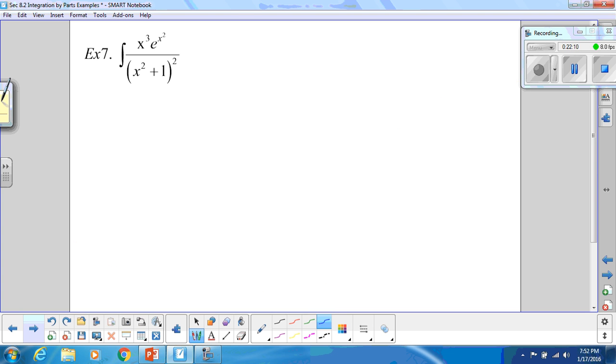Last example, this one looks kind of weird. So it might seem a little overwhelming because LIATE is vague on this. We have algebraic, we have exponential, but we also have an algebraic in the denominator.